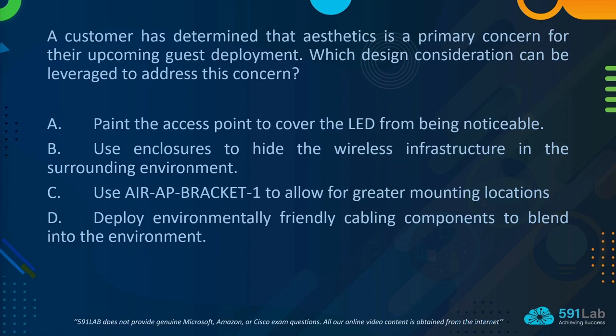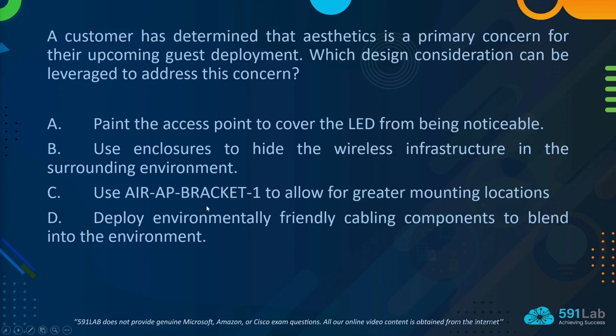So I don't think that this is the correct answer. Use enclosures to hide the wireless infrastructure in the surrounding environment. This is really interesting. Okay, let's keep it on the side. Use Air AP bracket -1 to allow for greater mounting locations.